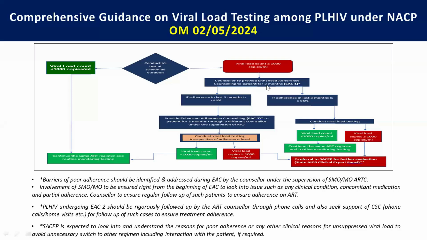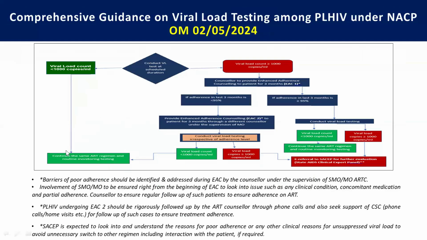evaluation. Now, suppose at the end of the first EAC, at 3 months, the adherence has still not become more than 95% and is still poor, that is, less than 95%, then we have to provide a second EAC, that is EAC 2, to the patient for 3 months again through a different counselor under the supervision of the medical officer. And then again we conduct a viral load testing. At the end of this second EAC, a viral load testing is done irrespective of the adherence level. Whatever adherence has been achieved, we do a viral load testing again. Now, if the viral load is more than 1,000, then we do an e-referral to SACEP. If the viral load is suppressed, we continue the same regimen. And at the end of the scheduled duration, if the viral load is suppressed, the same regimen is continued.